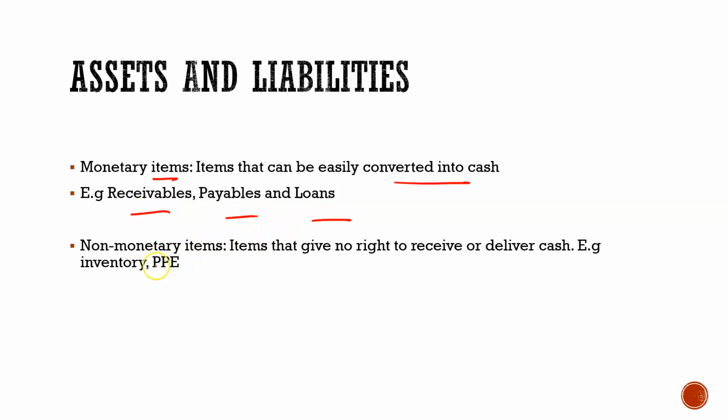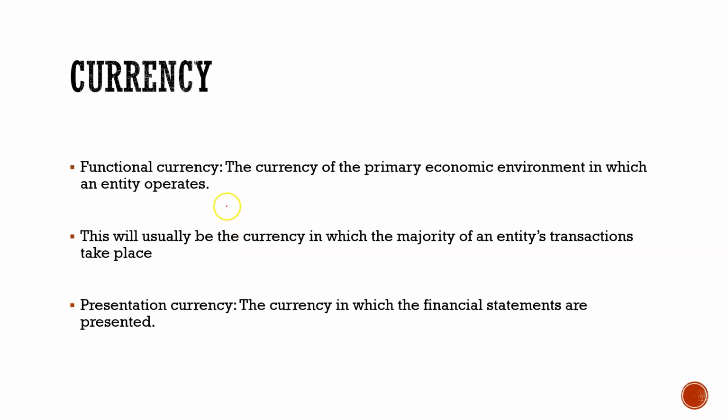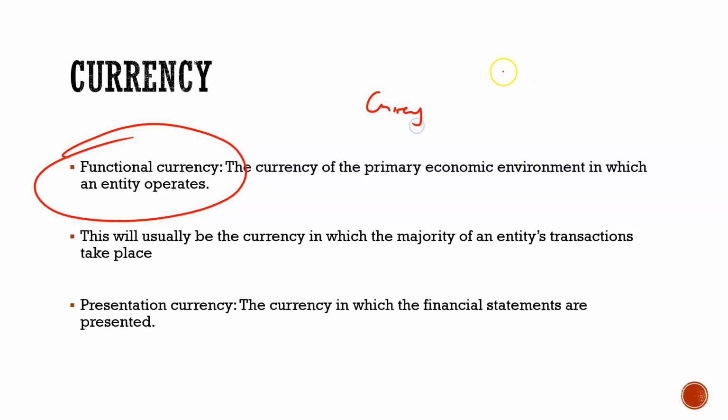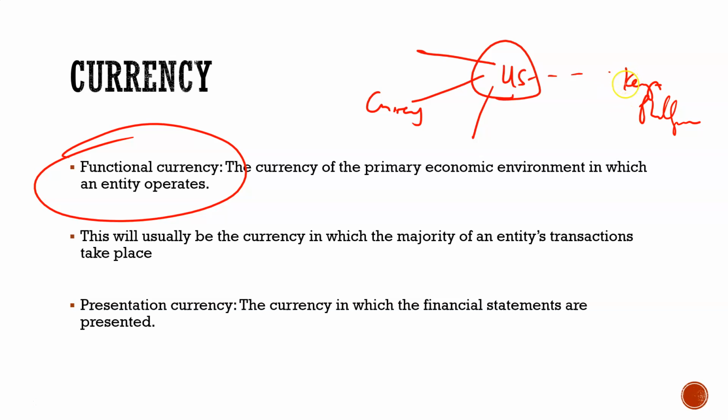Now let's just very quickly talk about what we mean by currencies. So functional currency is really the currency of your own trade. So for example, if you're in the US and you trade in the US and your customers are mainly in the US, well, that's what you function in. You may buy goods, for example, from Kenya or from the Philippines, but this is just a country you buy goods from. It's not really your functional currency.